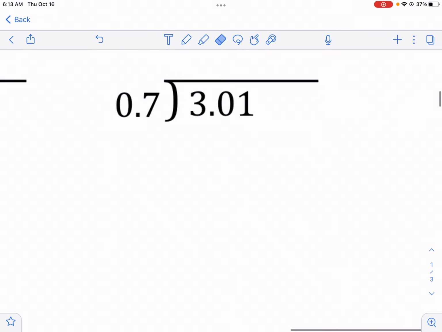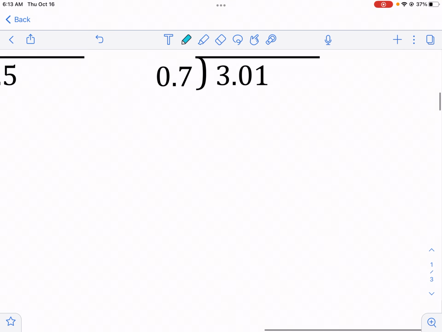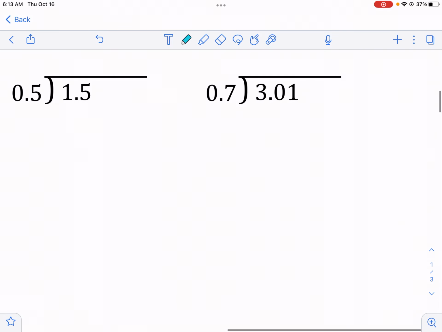Let's do this one. This one looks kind of tough. I'm going to show you the box method for this one. Okay, so the first thing I'm going to do, same thing, I'm going to move that decimal. So now we have 30.1 divided by 7.